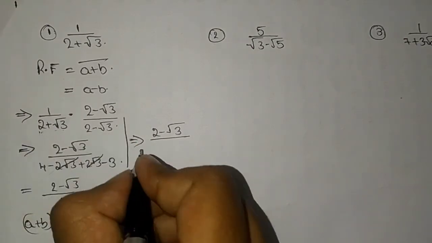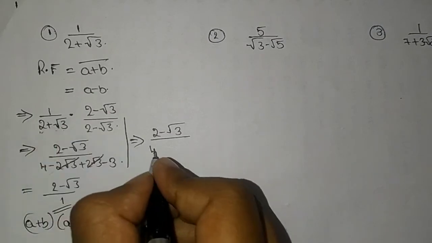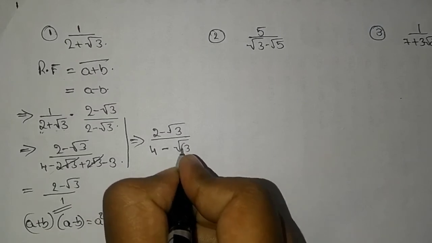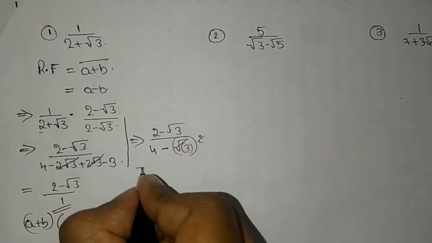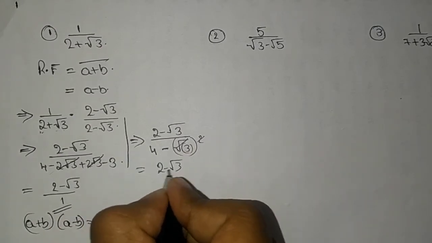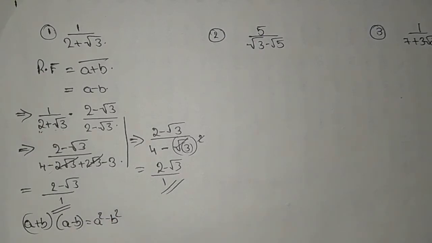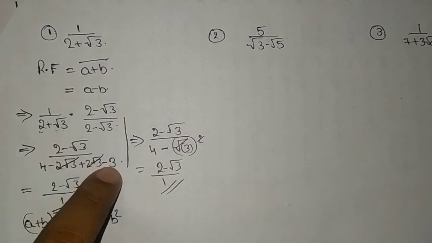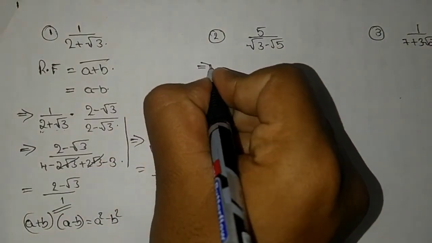Same thing: a square, a is 2, a square is 4, minus b square, b is root 3. On squaring, the square root cancels, so 4 minus 3 is 1. Everything is the same. You need to have an idea, or you need to do this multiplication. Clearly, you should take care of all these signs, whether positive or negative.